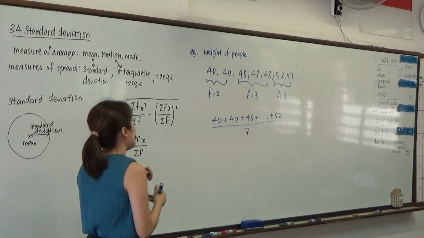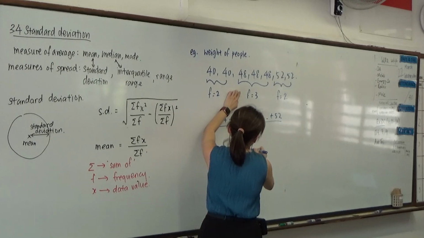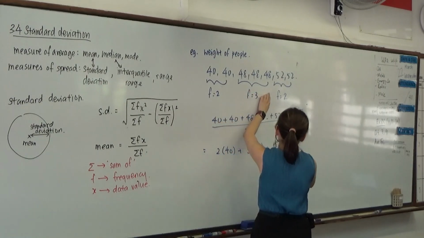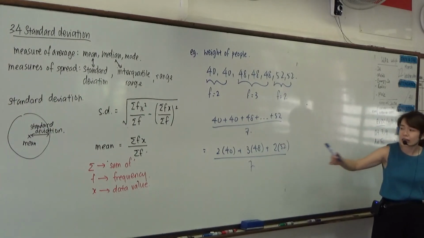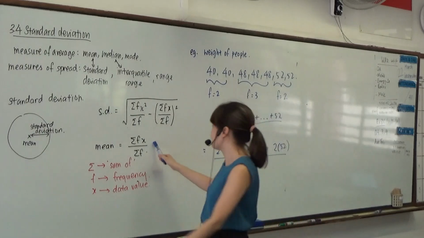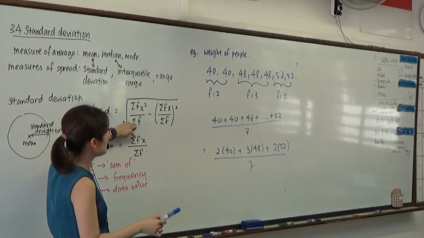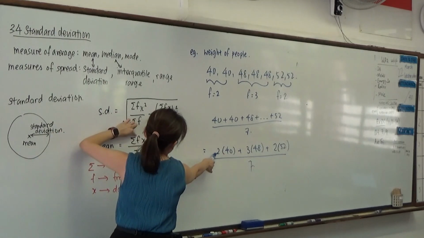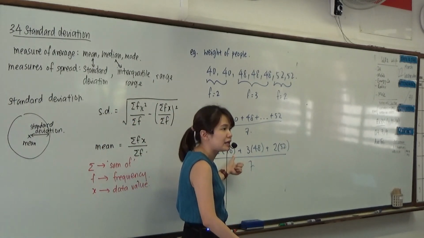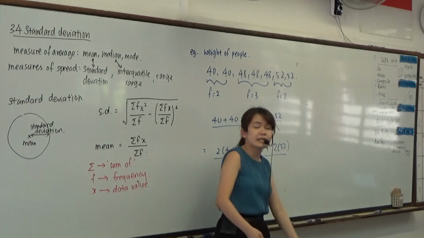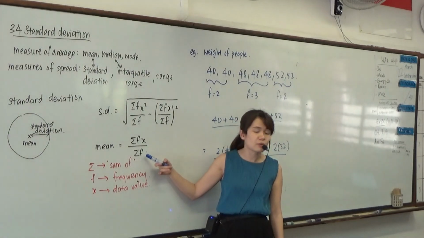But I also know that I can do it in other ways where I just take 2 times 40 plus 3 times 48 plus 2 times 52. Okay, and then I still divide by 7. Right? And this is exactly my application of the mean formula, whereby I'm summing up the multiplication of the frequency, which is these two over here, and then the data value 40. So I'm taking the frequency times the data value and then add them up. Okay, that is what this formula actually means. Then divide by the total frequency.